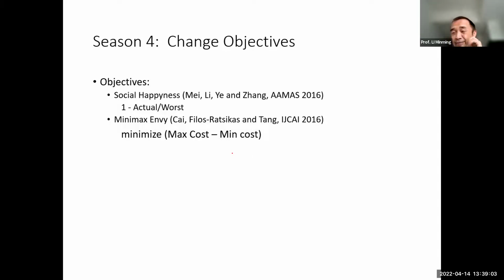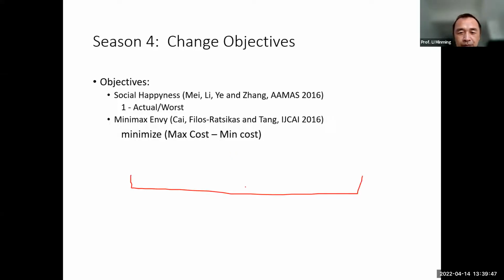Now let's think again. We have changed a lot of things. We have changed the agent's preference, and we have changed how facilities are alike. Another thing we haven't changed yet is the objectives. What objectives? Social cost and max cost. Up to now, we have only talked about these 2 objectives. Although there are also some other interesting objectives, for example, a summation of the square of distance, they are all very standard. Now, we are going to introduce 2 non-standard objectives, which are meaningful. One is called social happiness.